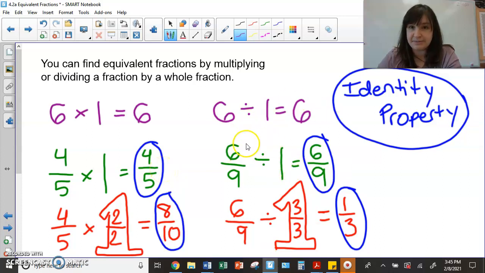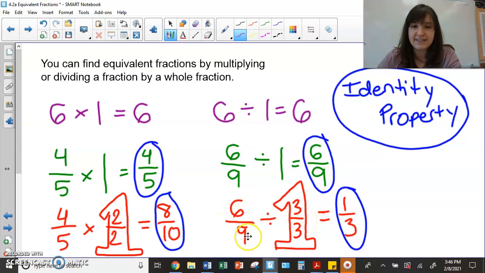Let's try it with division. So this time I have 6/9 as a fraction, and I'm going to divide it by 1, and I'm still going to get 6/9. Well, this time I'm going to represent 1 in a different way. I'm going to represent 1 as 3/3, because 3/3 is equal to 1 whole.